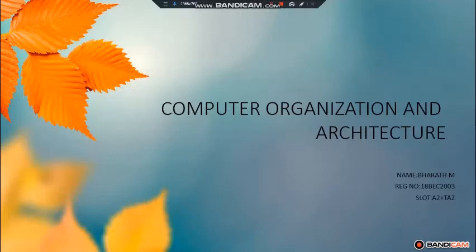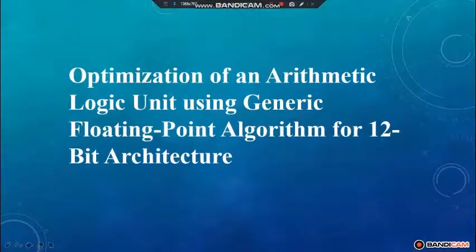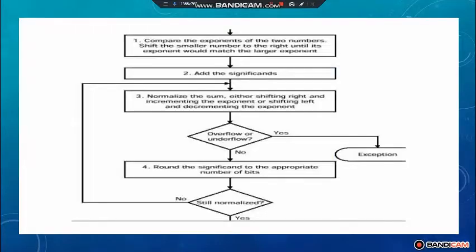In this video, I am going to explain optimization of arithmetic logic unit using generic floating point representation for 12-bit architecture. This is the flowchart of that one.